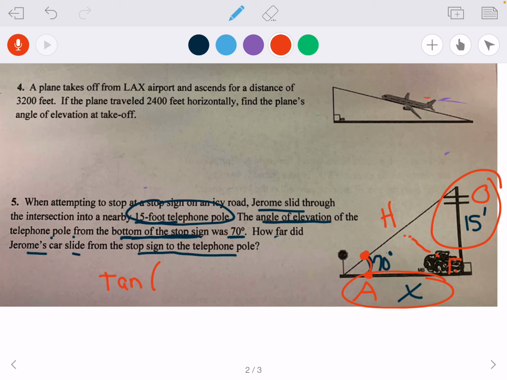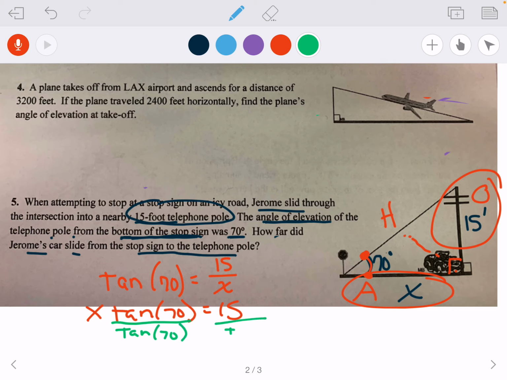So tangent 70 degrees equals opposite over x. So this one, you would also have to multiply both sides by x, and then you would have to go ahead and divide. Anyway, so tangent 70. So again, in your calculator, you would make sure you're in degree mode, you would put 15 divided by tan 70, and you would get approximately 5 feet. So he slid about 5 feet. All right, I hope this helps.